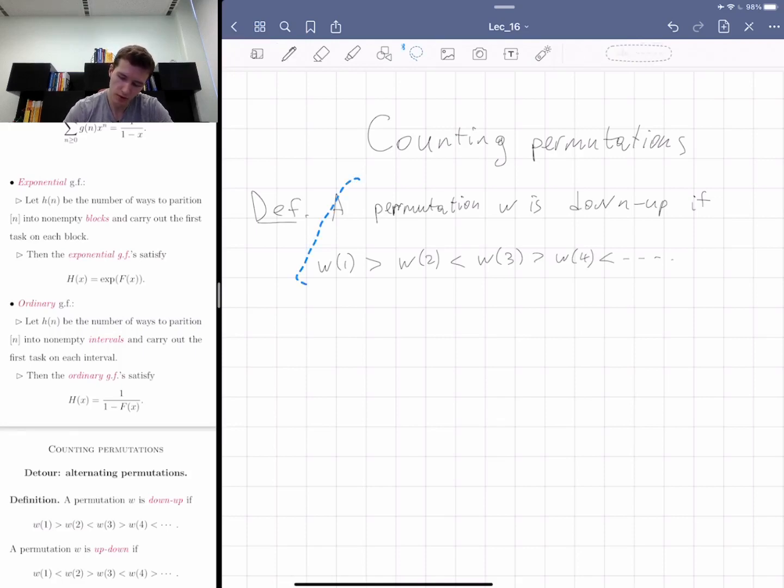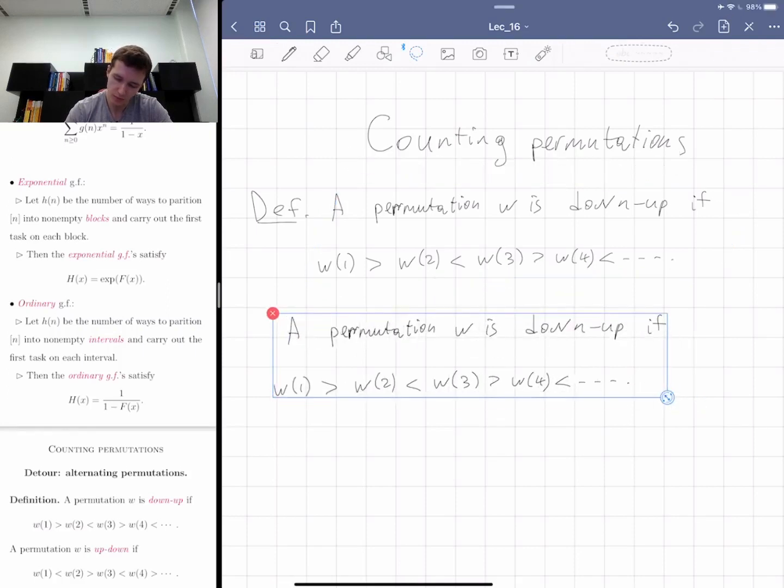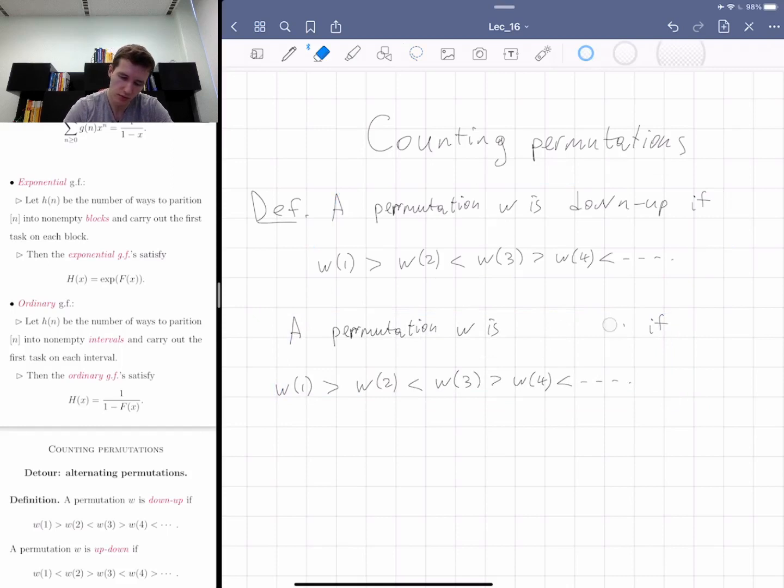Similarly for up-down permutations. It is up-down if all these inequalities are in the opposite direction.